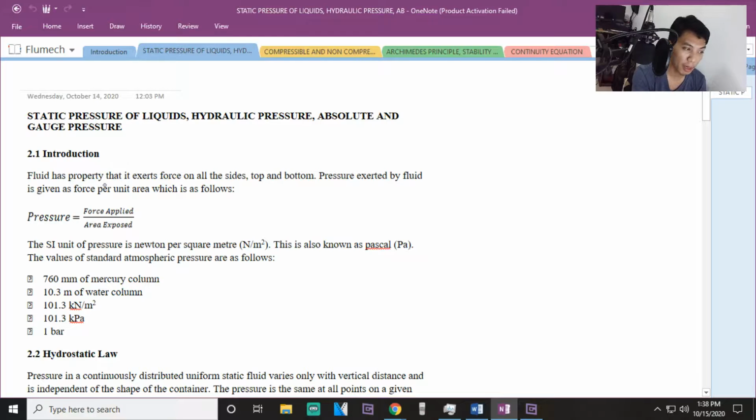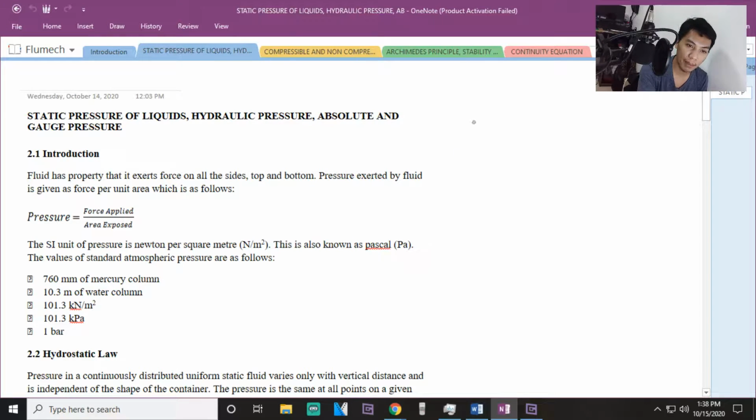Now, the fluid has property that it exerts force on all sides, top and bottom. Pressure exerted by the fluid is given as pressure as force per unit area. Yan yung diniscuss ko noon na if you applied force on a certain area, that is pressure. And then ito yung mga conversion niya.